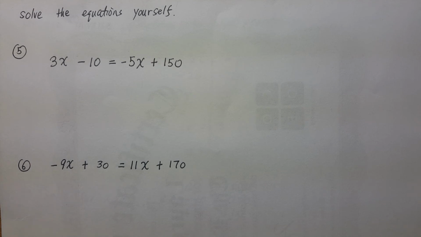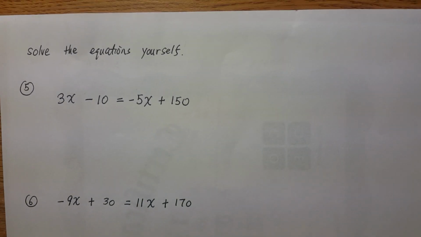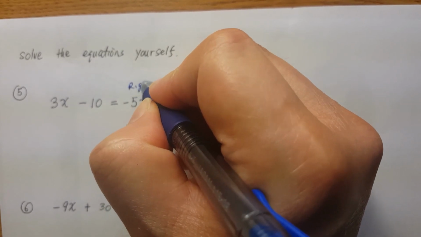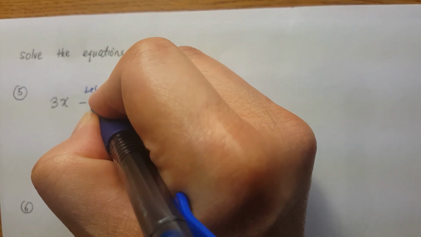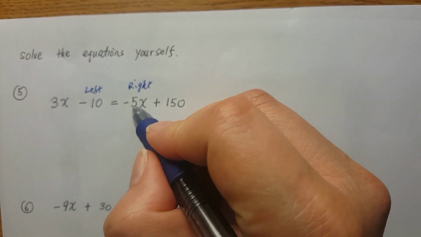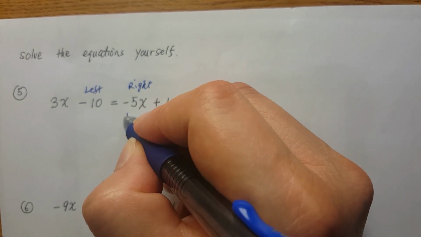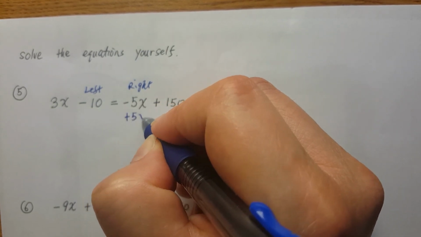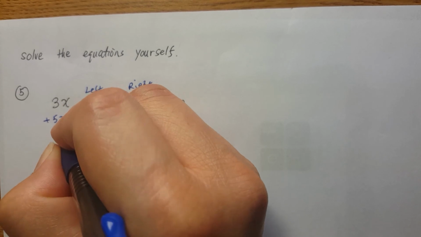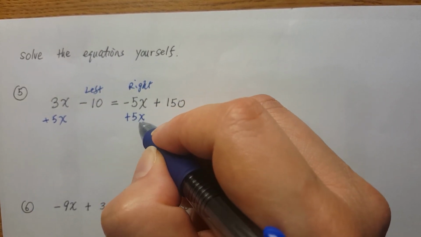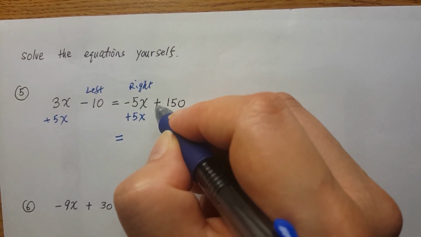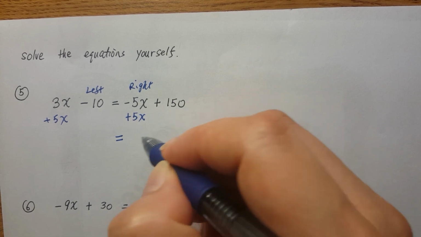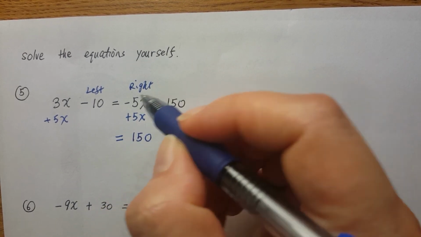Okay, so let's do number 5. So the right side is right here, and the left. So on the right we have minus 5x, so we had to do the opposite. So plus 5x, both sides. Negative 5x and plus 5x disappear. So now we have plus 150 left over. So I'm going to write down 150.